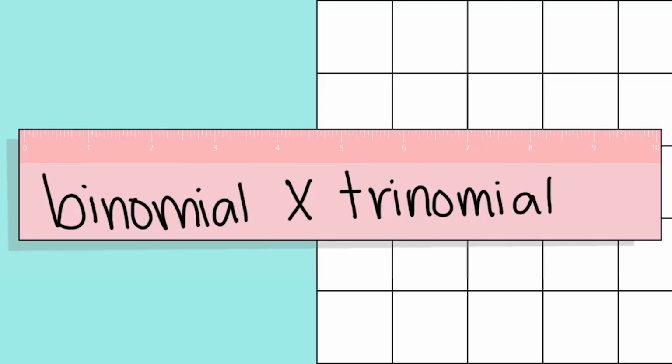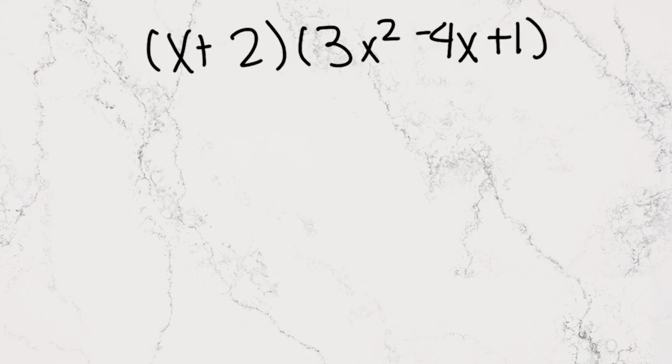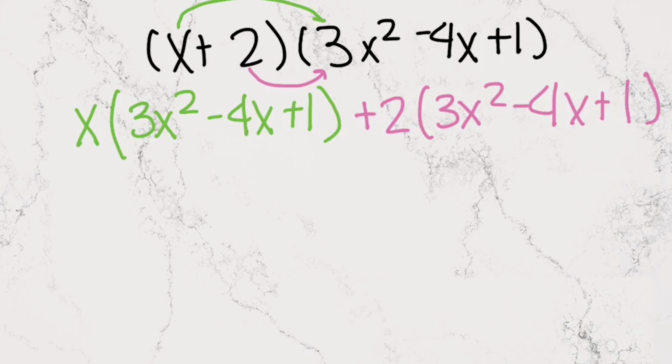Alright guys, time to do that binomial by that trinomial. So I have my first binomial. It is x plus 2 multiplied by a trinomial of, let's start over here in green. So I'm going to take x and I have to multiply it by all three terms. So I have x times 3x, which is going to be 3x, add the exponents, cubed.